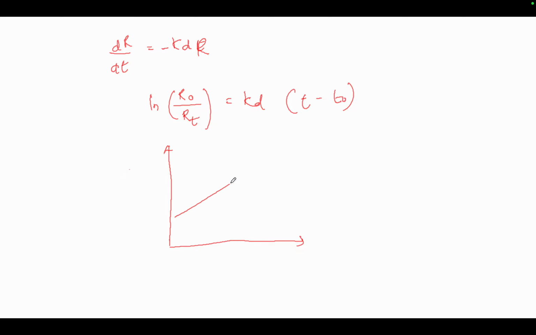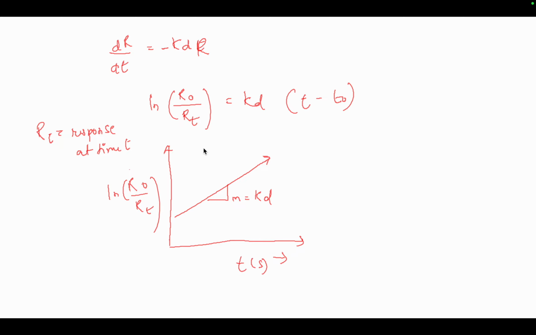So this is how the graph will look like. We have taken log, that's why we have a straight line. Here we have ln of R0 upon Rt, where Rt is the response or analyte bound at time t. The slope here will be equal to Kd, and then we have time in seconds on the x-axis. So from here we can calculate Kd, that is the dissociation constant.